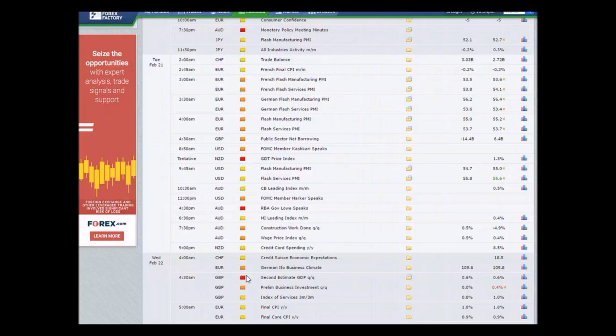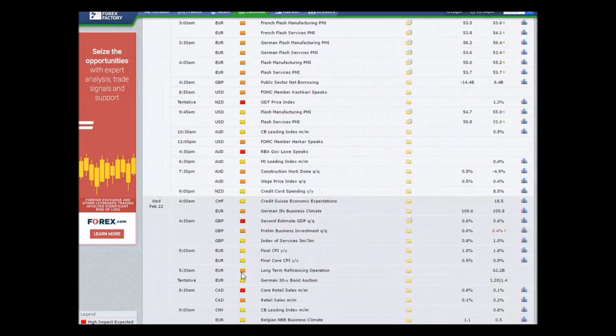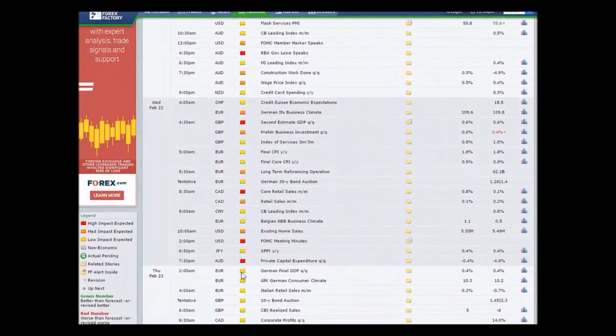Now, Wednesday, February 22nd, we're looking at the UK for second estimates of GDP, quarter on quarter. 0.6% is the forecast, and GDP stands for gross domestic product. It's the sum total of the goods and services of the economy. It's a barometer of measuring the health of the economy. And if it's a better than expected number, we can see the pound rally. However, if it's a weak number, we can see it sink. Okay. So that's at 4:30 a.m. Eastern Time on Wednesday, the 22nd.